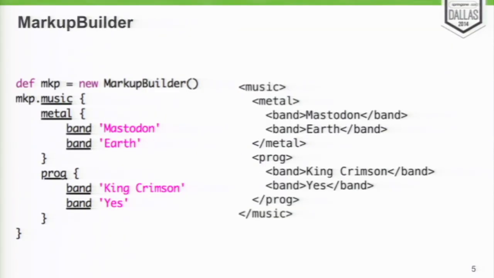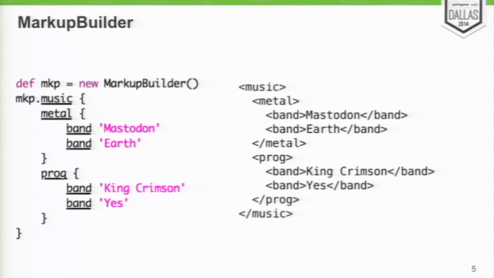All right, so there's a class provided by Groovy called the MarkupBuilder. It's in the groovy.xml package, which isn't represented there. The way the MarkupBuilder works is you can create an instance of that class and invoke methods that don't exist, like music. There's no music method in the MarkupBuilder class, but I can invoke that method and pass a closure as an argument, and that closure can invoke other methods that don't exist, like metal and prog, and these can be nested arbitrarily deep. The result of executing the code on the left is that the markup on the right is generated.